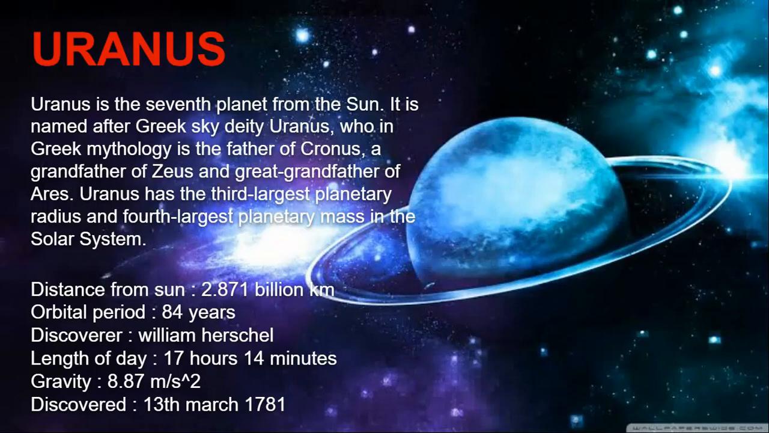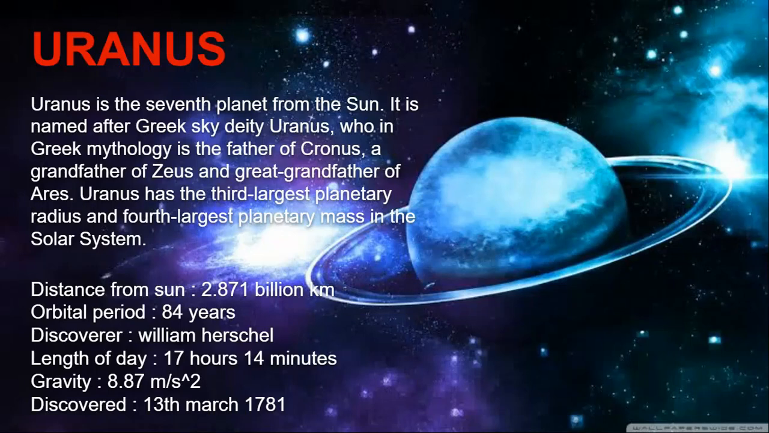Uranus. Uranus is the seventh planet from the Sun. It is named after Greek sky deity Uranus, who in Greek mythology is the father of Cronus, a grandfather of Zeus, and great-grandfather of Ares. Uranus has the third largest planetary radius and fourth largest planetary mass in the entire solar system.